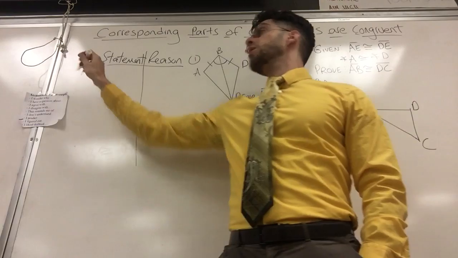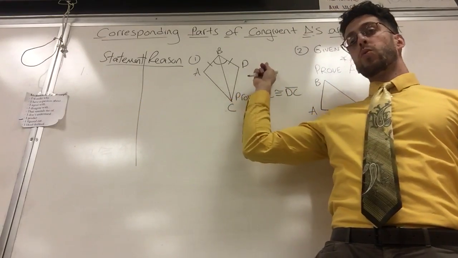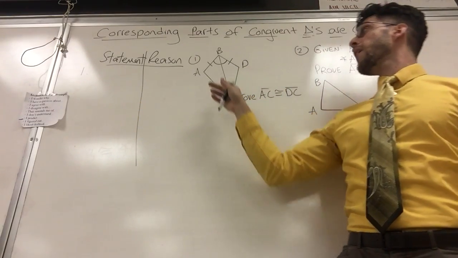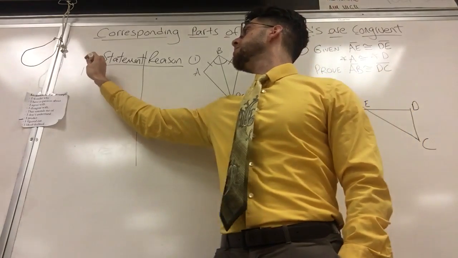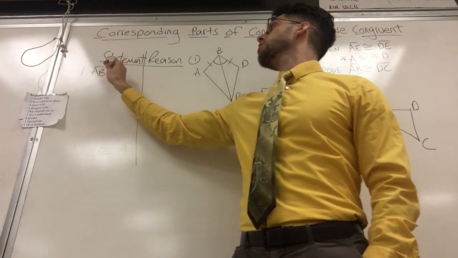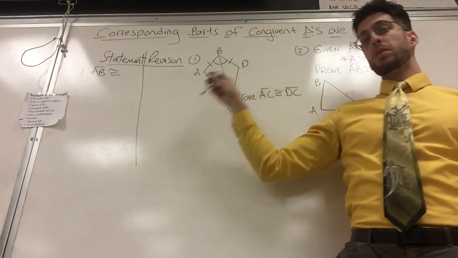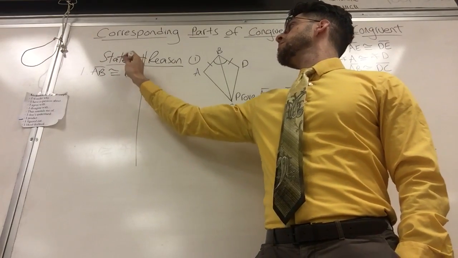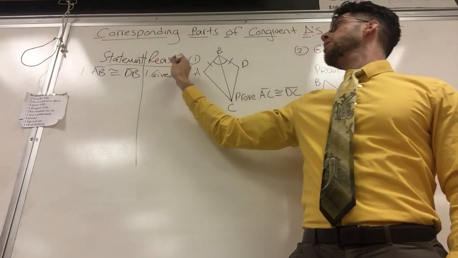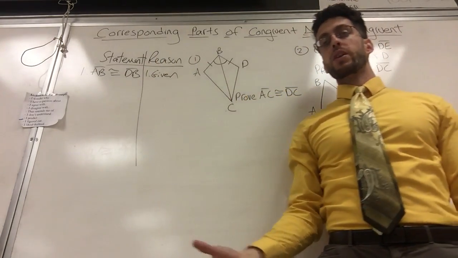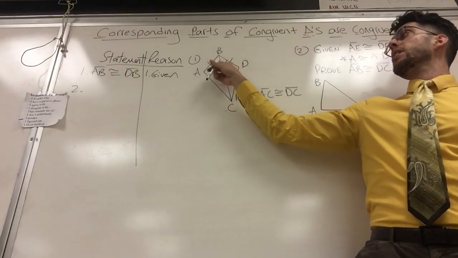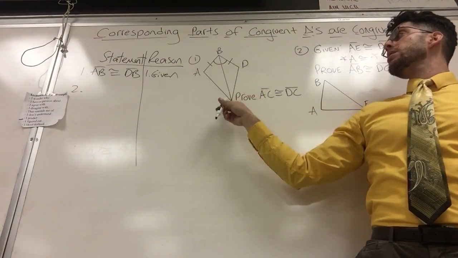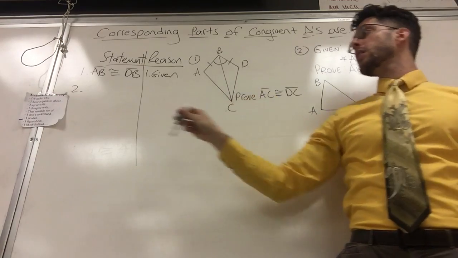The first statement should be all the givens, and since there's no givens in words, I'm going to just have to look carefully. What's given? AB is congruent to DB. How do I know? Because you showed me the little dashes in the diagram, also known as being given. Do you see anything else? Yes, I see these angles here. ABC is congruent to DBC.